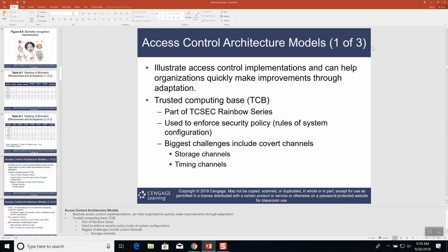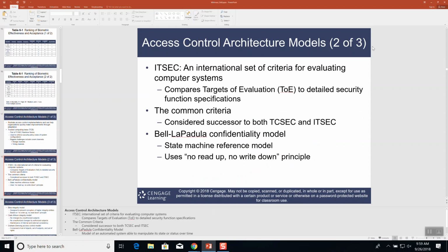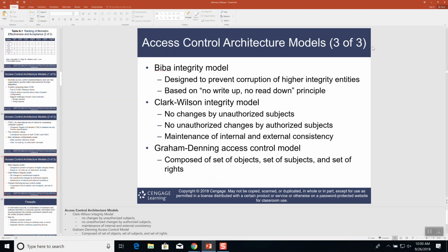Access control architecture models illustrate the access control implementations and can help organizations quickly make improvements through adaptation. Trusted Computing Base, TCB. ITSEC, an international set of criteria for evaluating computer systems. The idea is when you're coming up with one of these models, you try to use one that's already been established, that other people are using, that works, instead of trying to come up with your own. And it talks about all these models.